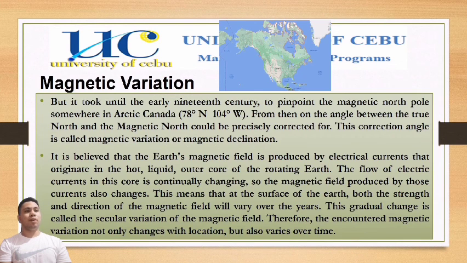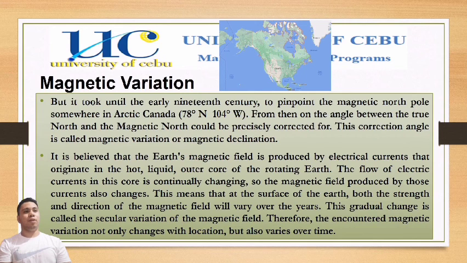But it took until the early 19th century to pinpoint the magnetic North Pole somewhere in Arctic Canada on 78 degrees north, 104 degrees west. From then on, the angle between the true north and magnetic north could be precisely corrected for. This correction angle is called magnetic variation or magnetic declination.